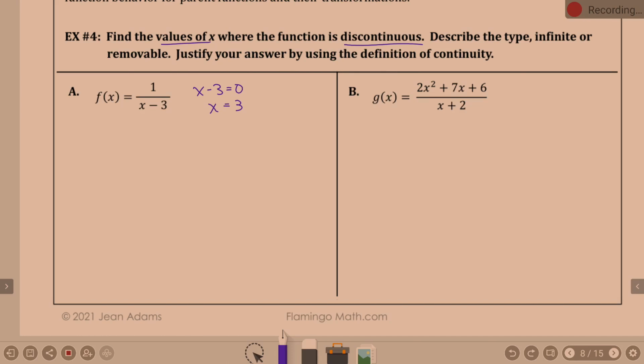Let's see. Describe the type, infinite or removable. What is this? Infinite, yes. It is an infinite, I'm going to say, or non-removable. Okay, we already described it as a vertical asymptote, but it doesn't hurt to put it back in your notes if you've forgotten. Let's see, what was it? Justify your answer by using the definition of continuity.